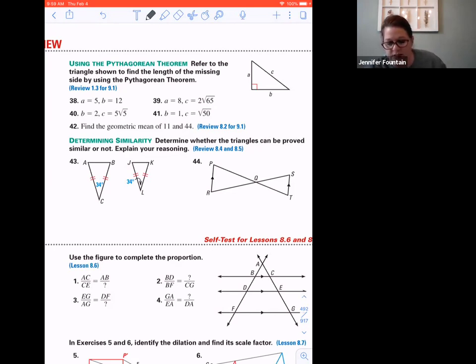And then number 43, again, we have isosceles triangles. Determine whether the triangles can be proved similar or not, based on the fact that I have two sides that are congruent and an angle that is congruent. Can you tell that they are similar, and what is the reason why you're telling that they are similar? I will tell you it has something to do with the fact that you have two congruent sides and a congruent angle in between them. So hopefully you're already looking at that and going, hey, that is side angle side.